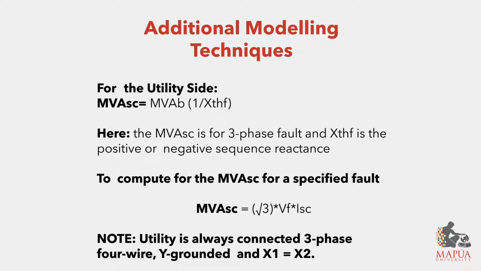To compute the MVA under short circuit for the specified fault, that will be equal to the square root of 3 multiplied by the voltage multiplied by the short circuit current. Note that the utility is always connected three-phase, 4-wire, Y-grounded, and the positive and the negative reactances are equal.